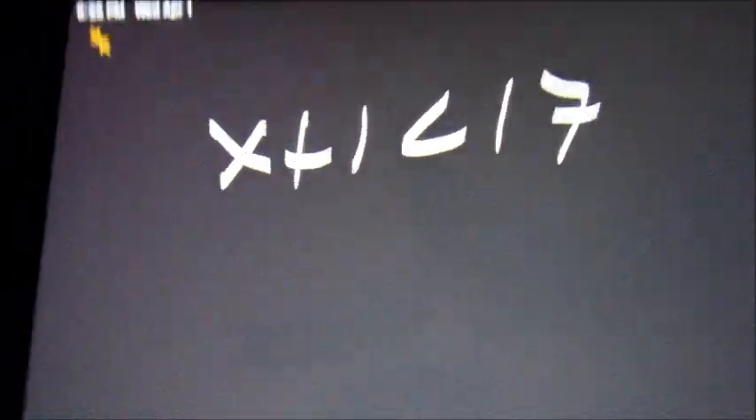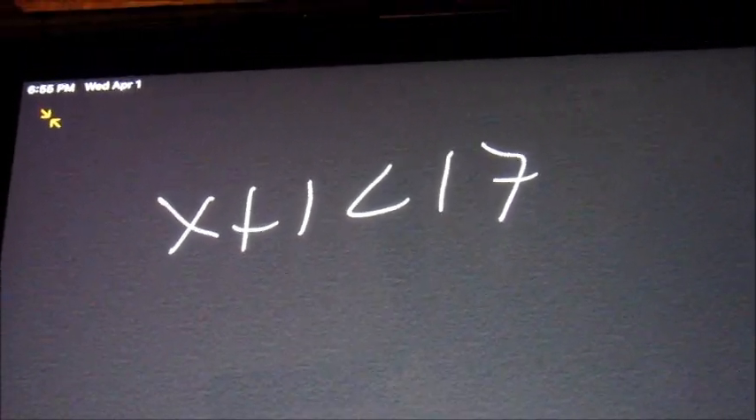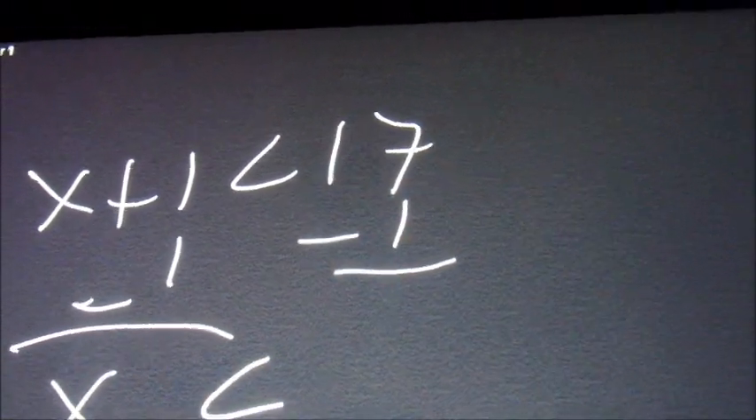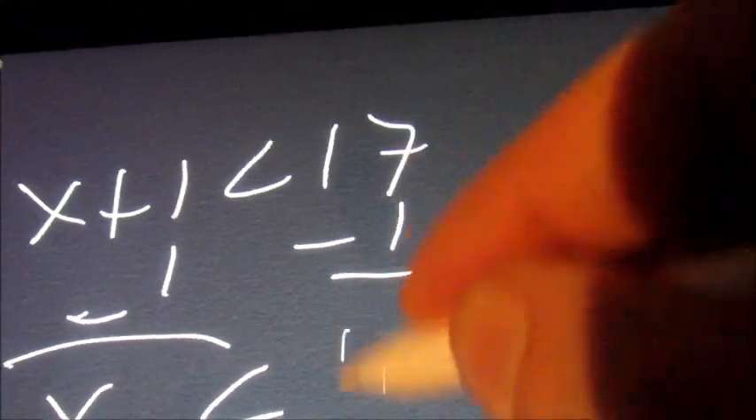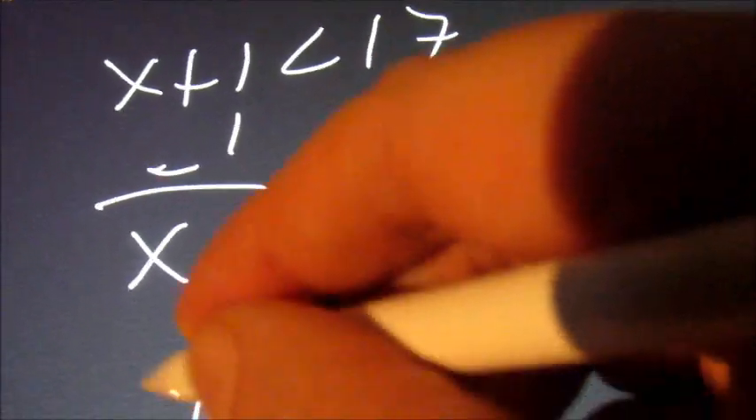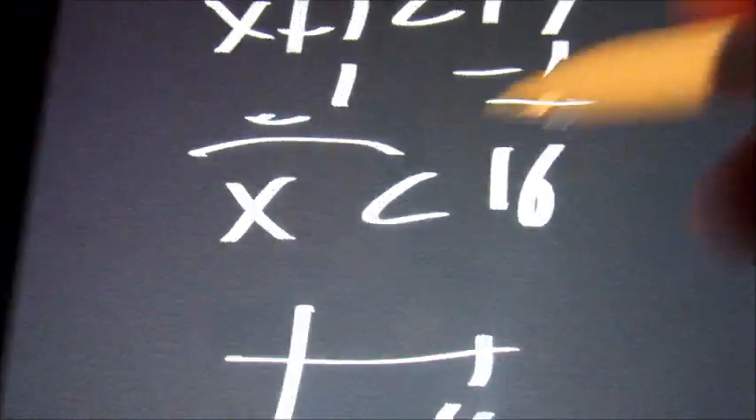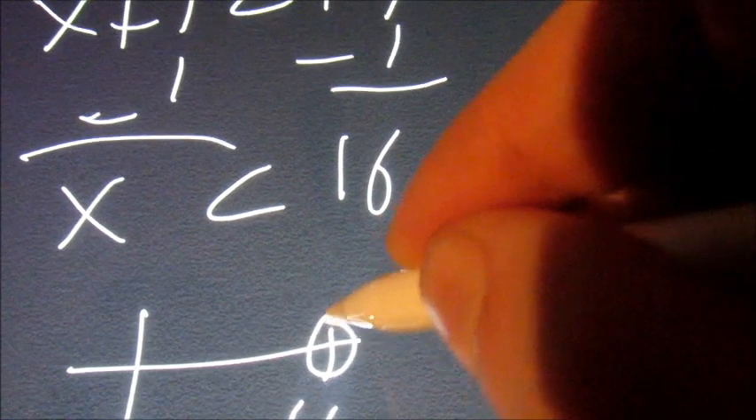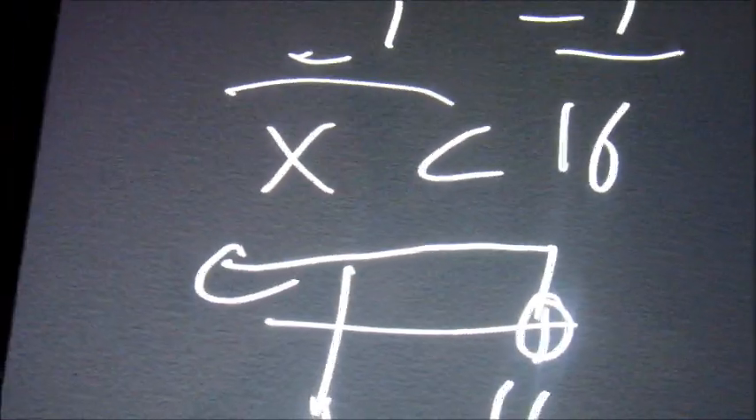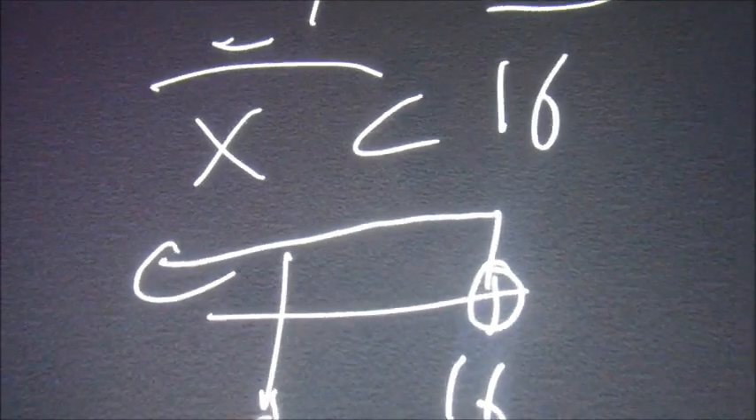Okay, then let's say that we have something like x plus 1 is less than 17. We have to solve for this, but we also have to graph it. So I'm going to subtract 1 from both sides. For x, we always keep the same direction, and it's going to be 16. And to graph this, we go to 16. Because it's only less than, then it is a hollow dot, and it's everything that is less than 16.